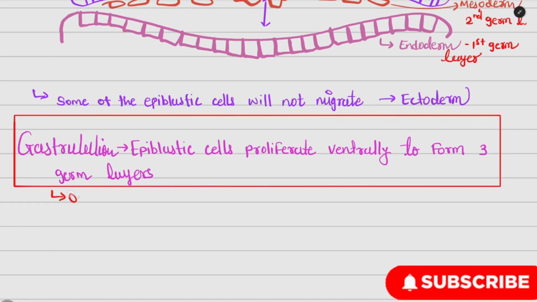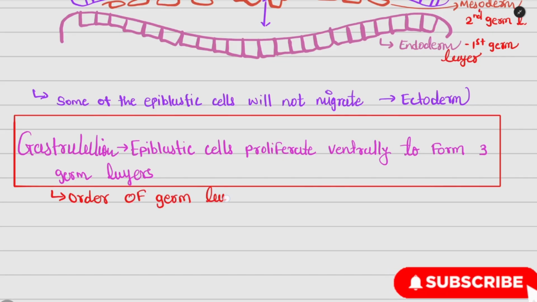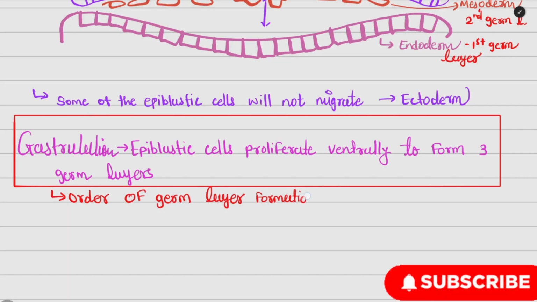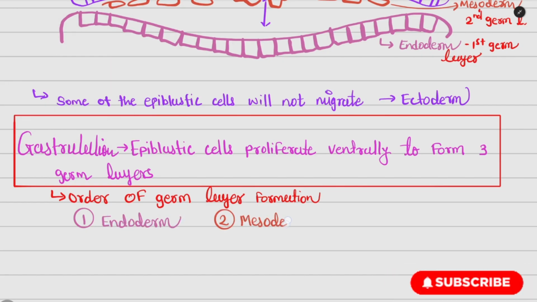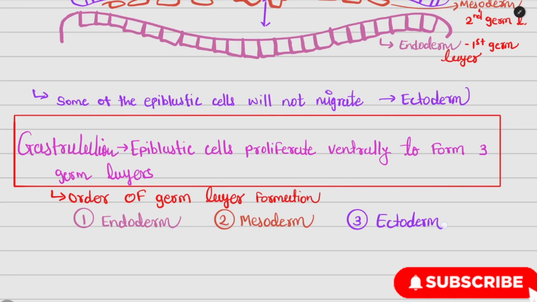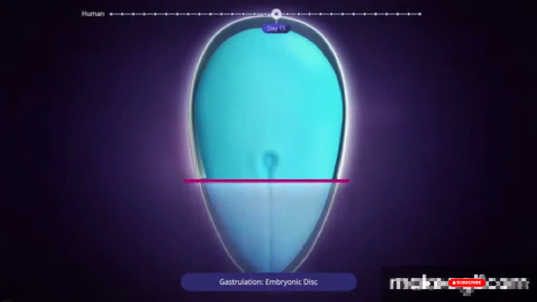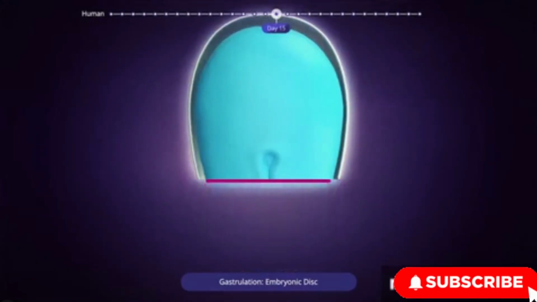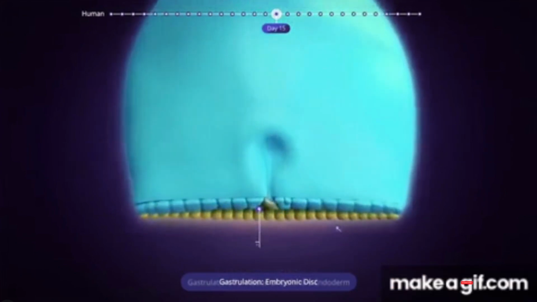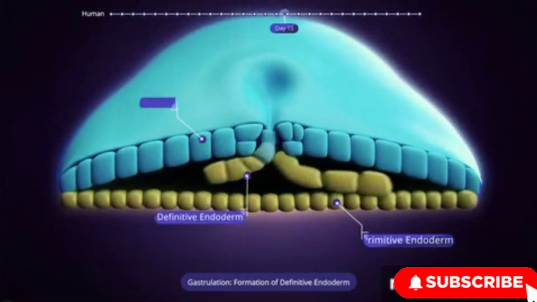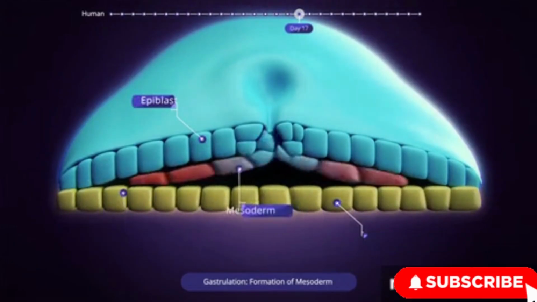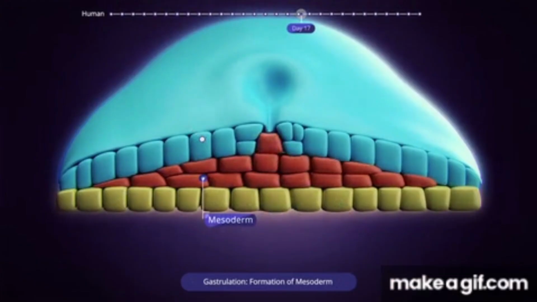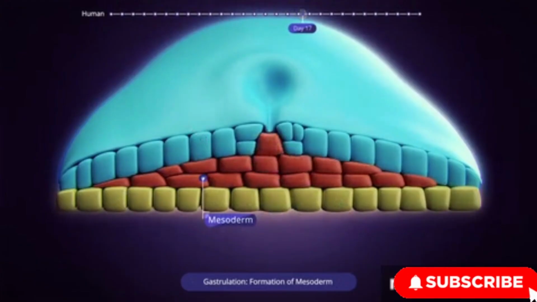What is important here is the order of germ layer formation during gastrulation, and we all must know this. So the first germ layer is endoderm, second is mesoderm, and third is ectoderm. And now let us see in 3D how it works. So here we can see from the caudal to cephalic part in the primitive streak. When epiblast cells proliferate ventrally, they replace hypoblast cells and form endoderm. Cells between endoderm and epiblast form mesoderm. And cells that did not migrate will form ectoderm.